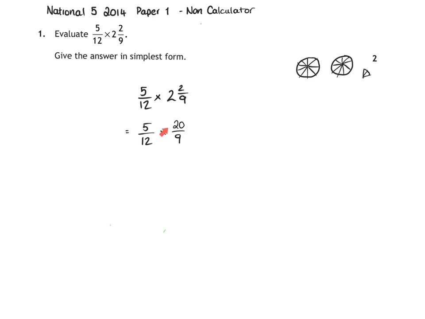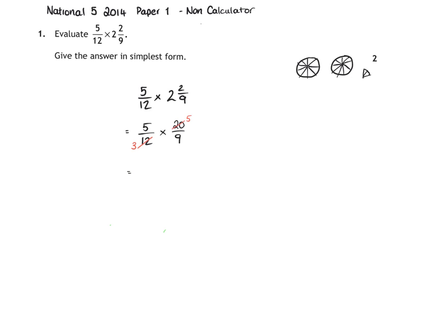So 12 and 20, they're both in the 2 and the 4 times table, but we want to use the 4 times table because it's the bigger one. So 12 is the third number in the 4 times table, so we can replace it with a 3. And 20 is the fifth number in the 4 times table, so that becomes a 5. And now we can just multiply.